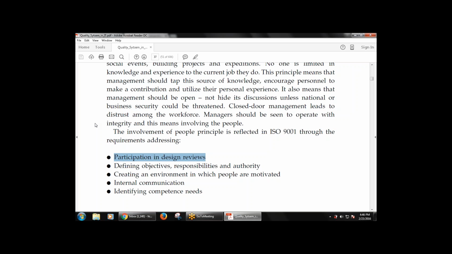That means create an environment in which people are motivated among themselves. That means create a good, or we can say a healthy, environment. Then there is internal communication, that is the next part. Then there is identifying the competence needs, that is, what are the various competence needs that are required. So that is identifying the competence. These are the 5 principles used in the ISO 9001 standard through the requirement addressing.